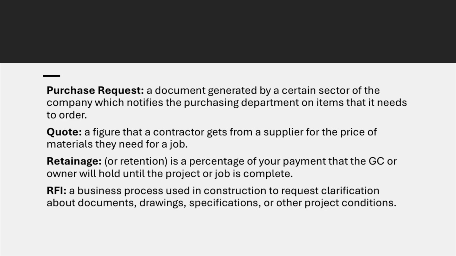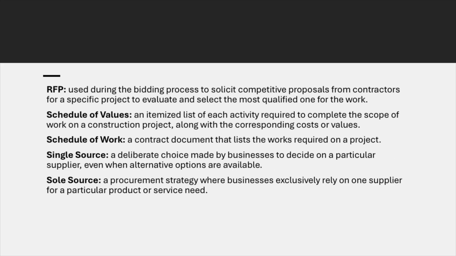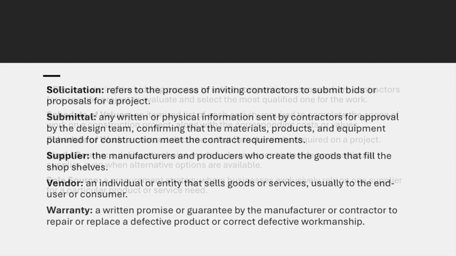RFI means request for information. RFP means request for proposals. Both of these are used to solicit. The schedule of values is a detailed list going line for line on what it's going to cost. The schedule of work lists all work needed to be done and when it's going to be done on the project. Single and sole source differ through the action taken to choose. Single source is deliberately made, and sole source is made whenever there is no other option.